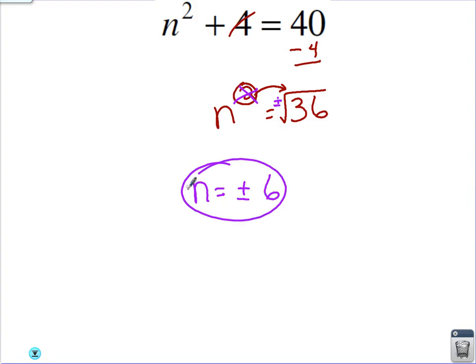If you don't put that plus and minus out front, when you're asking yourself, okay, what square gives me 36, you only have one of your 2 answers. Yeah, we know that 6 squared is 36. 6 times 6 is 36. But from what we said a while ago, don't forget about that negative. Negative 6 squared, negative 6 times negative 6, also gives you that positive 36.